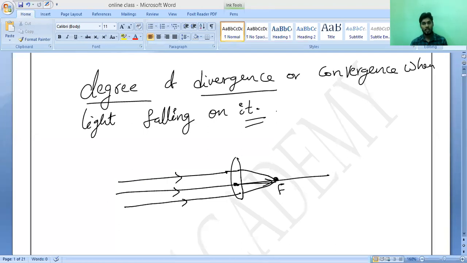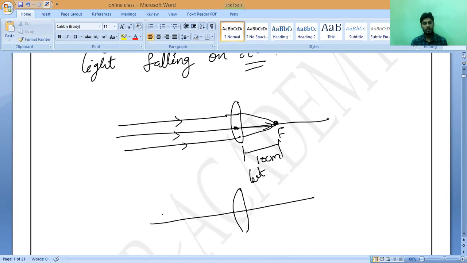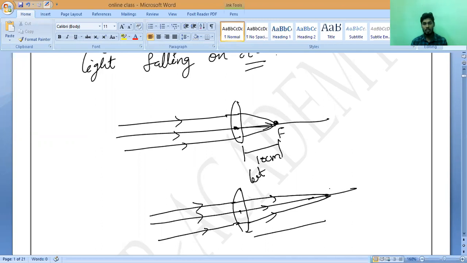For example, observe carefully all of you. This is one convex lens, which, suppose for example, is focusing the light rays at 10 centimeter away from the optical center. Another lens, again I am inserting a parallel beam of light rays, which is trying to focus the light rays away from the optical center. Let me imagine the distance is 20 centimeter.